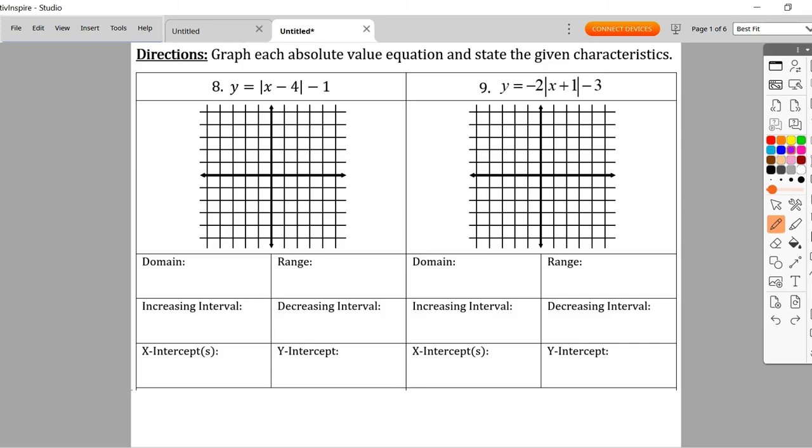We're going to now graph each absolute value equation and state the given characteristics. For number 8 in our test study guide, we have y equals the absolute value of x minus 4, then subtracted by 1. Remember, when we're graphing, we want to pull the opposite number of the inside for the first part of our vertex, and then we'll take the actual number for the second part of our vertex. The vertex point is at (4, -1), so I plot that point accordingly.